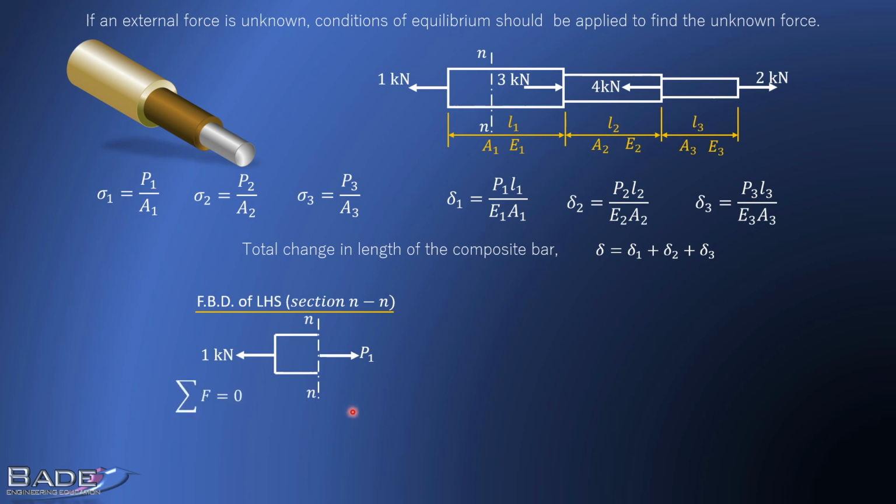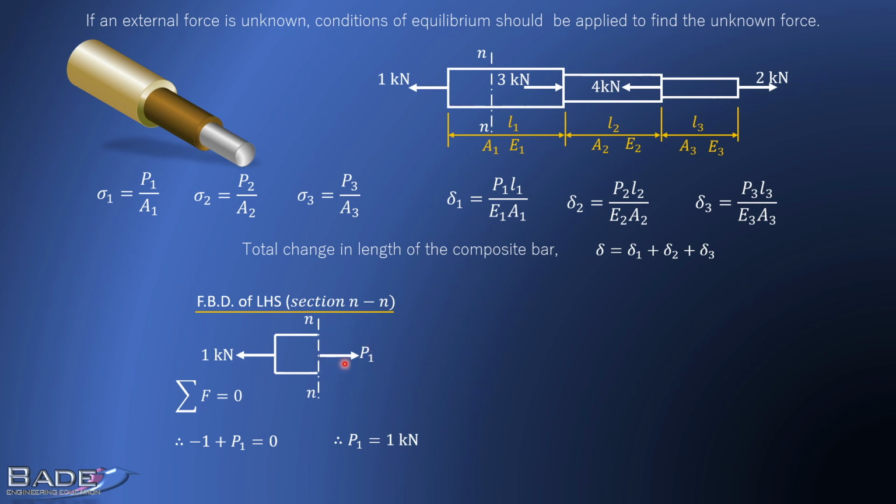You may use conditions of equilibrium. So sigma F is equal to 0. Minus 1 because it is leftwards, plus P1 because it is rightwards. When you apply conditions of equilibrium, use sign convention you have studied in statics. Leftwards negative, rightwards positive. And the answer you got, P1 equal to 1 kilonewton. Positive answer.